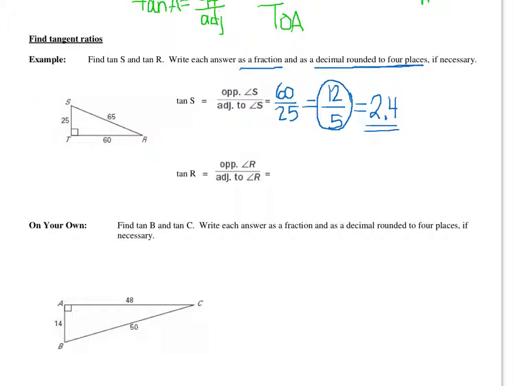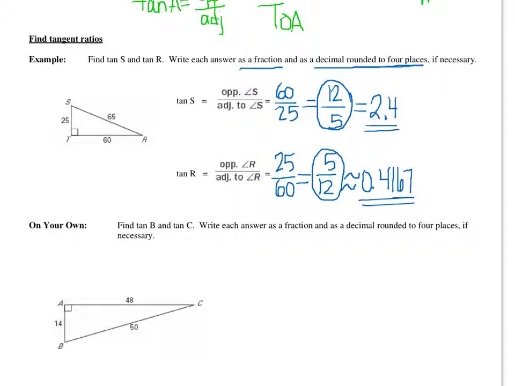So that's 25 over 60. And if you reduce that, you get 5 over 12. So there's the fraction form. And if you put that into your calculator, and it says round to 4 decimal places, you will find that that's approximately 0.4167. And that would be to 4 decimal places.